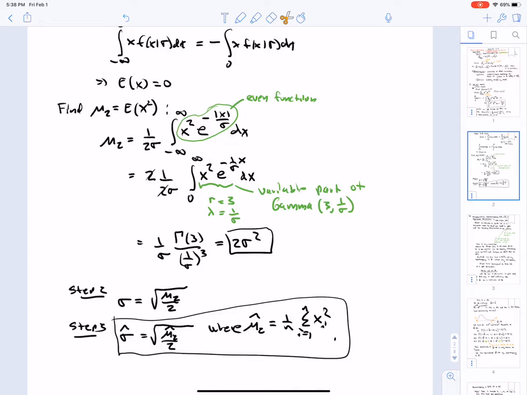All of that's step 1. We've written the second moment as a function of our parameter. Now we invert things and write our parameter as a function of the second moment, and then we plug in the sample second moment for our second moment to give our MOM estimate.